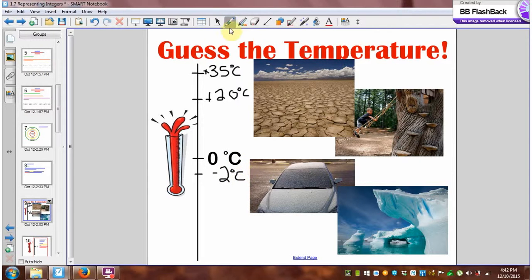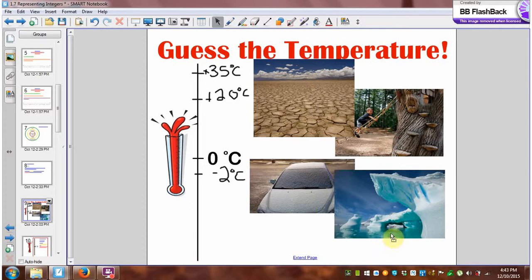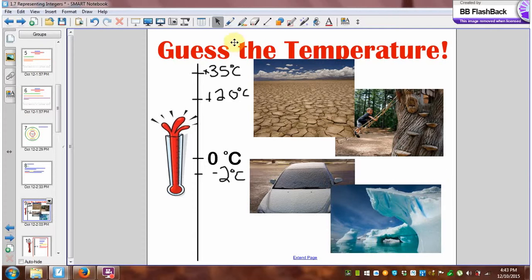Okay. Now our last picture here, we have really, really, really cold. I'm going to say that's way down here, way below 0, because the further below 0 you go, the colder you get. I'm going to say that's minus 40 degrees Celsius. These are just guesses, but you can see where I'm coming from here. Okay? So that's all I wanted to make a note of, to see the real life applications of positive numbers above 0 temperature and negative temperatures or negative integers.